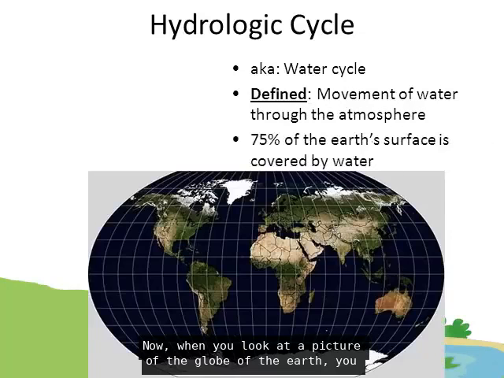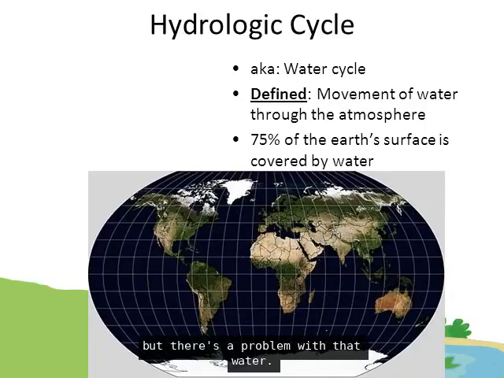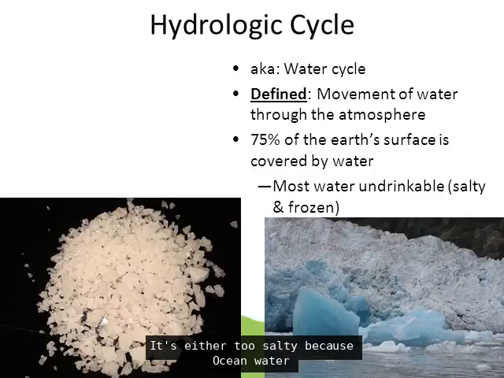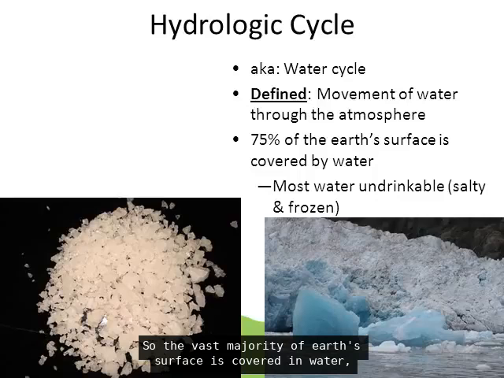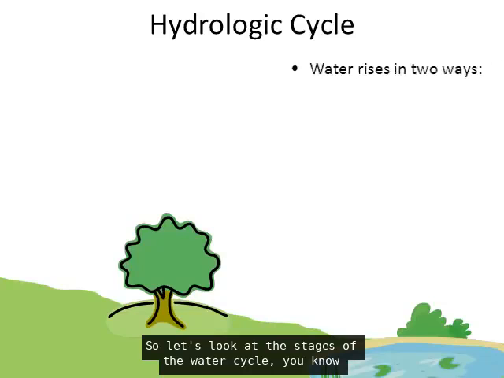Now, when you look at a picture of a globe of the Earth, about 75% of Earth's surface is covered with water. But there's a problem with that water. Most of the water on Earth is undrinkable. It's either too salty because it's ocean water, or it's frozen like in glaciers and icebergs. So the vast majority of Earth's surface is covered in water, but it's not drinkable water. So we really need to understand how the water cycle works so we can take care of the water that we need to survive. So let's look at the stages of the water cycle.